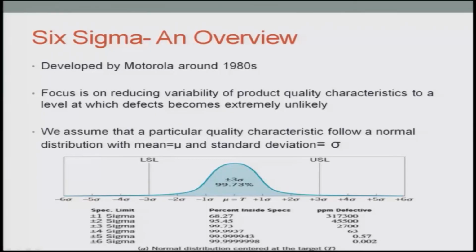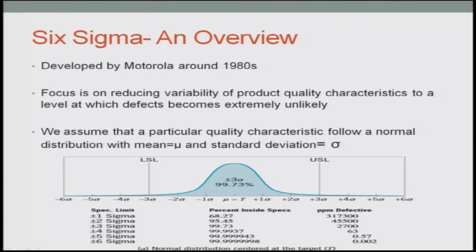So, coming to the Six Sigma concept, I will be very brief in this discussion, because we will be encountering the concept of Six Sigma later on also. It was developed by Motorola in the 1980s, and it focuses on reducing the variability of the product quality characteristics, whatever the quality is.